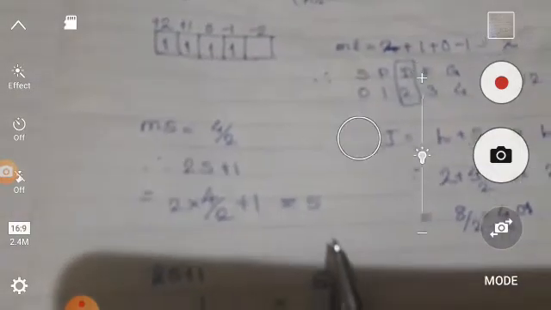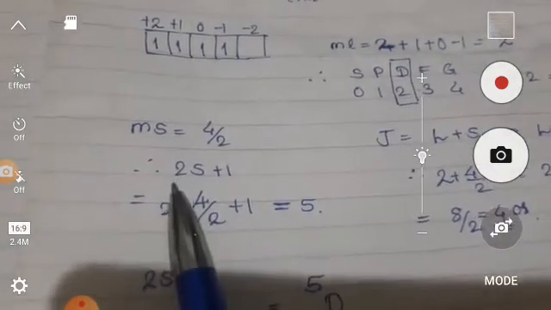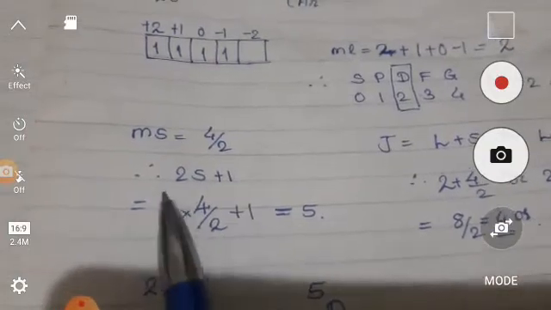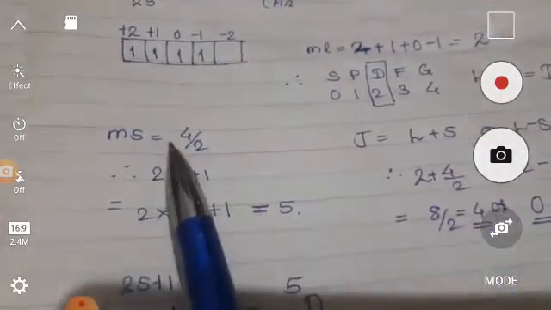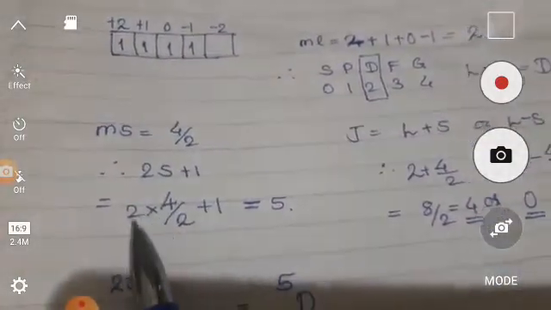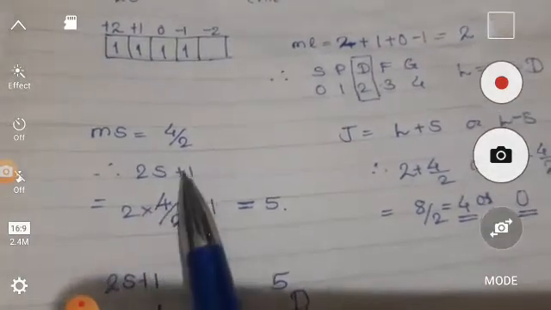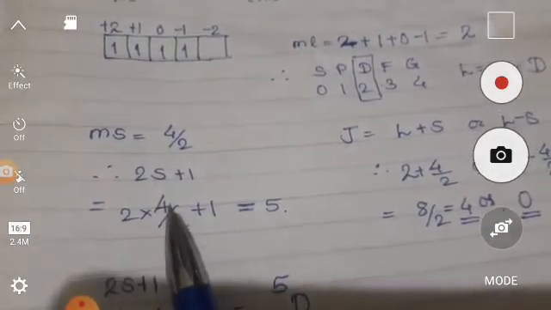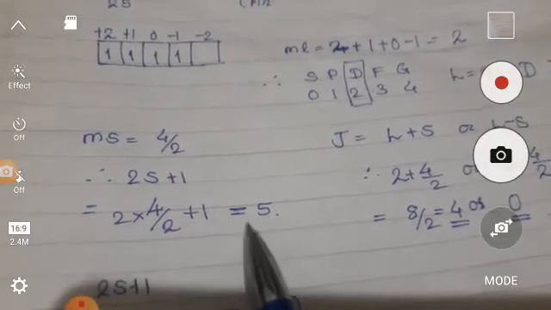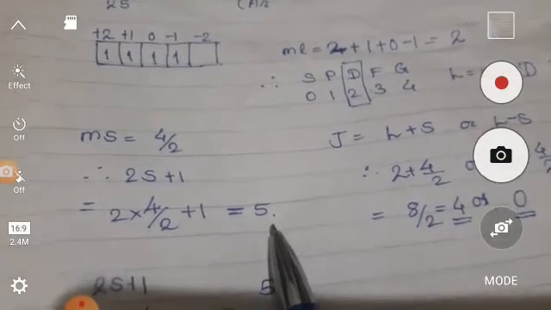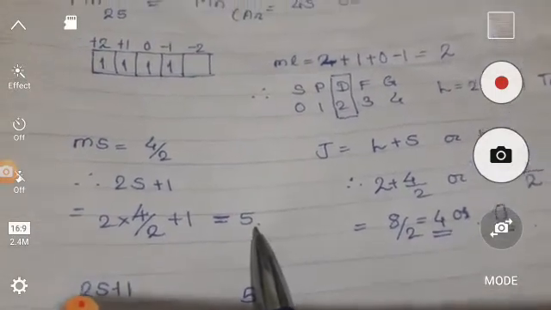Now go for the spin multiplicity. The formula to calculate spin multiplicity is 2S plus 1. So what is the value of S? S is equal to 4/2. Now put that value 4/2 into S. So 2 into 4/2 plus 1 is equal to 5. So it is a quintet.